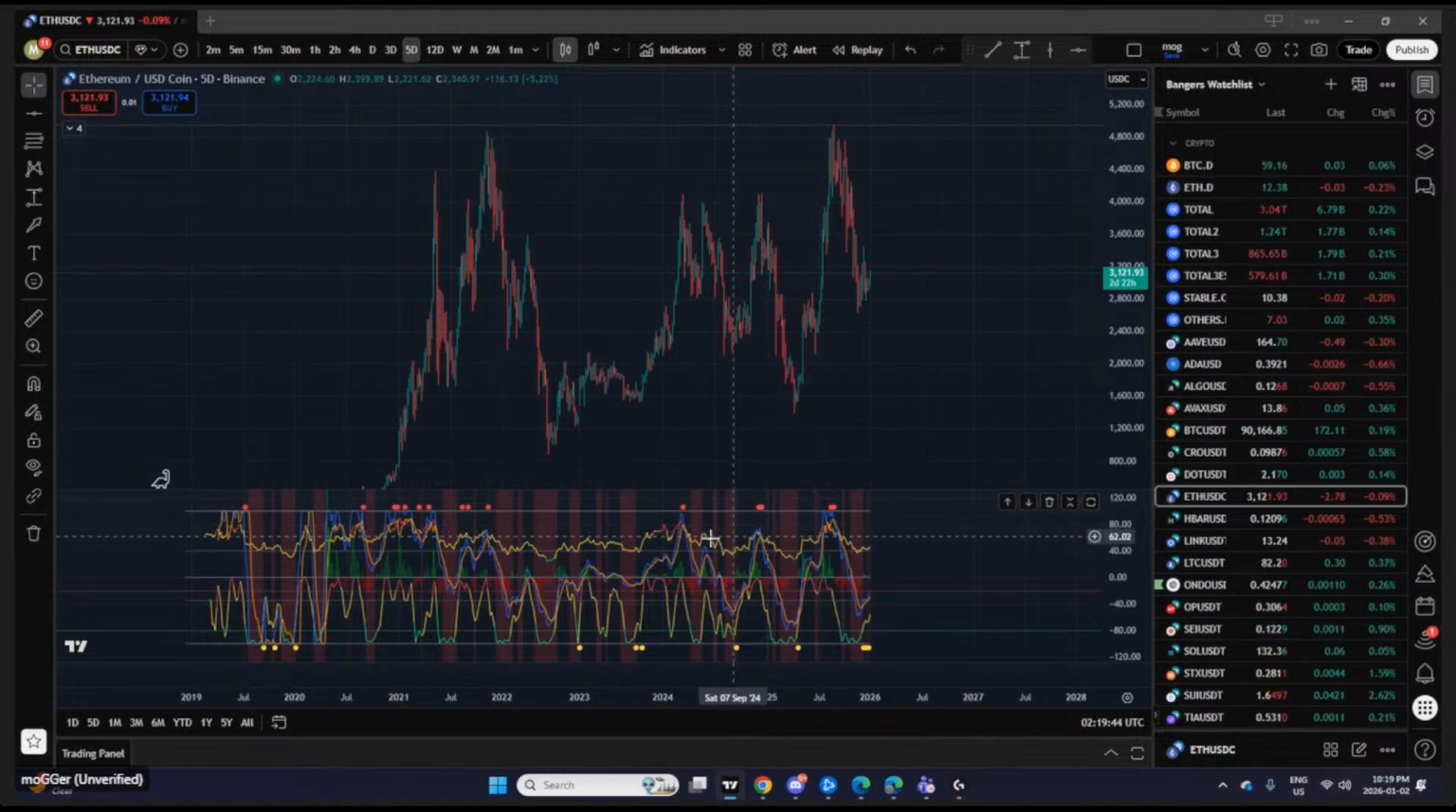Look at these guys. Look where these are. Look where these are. That is calling the bottom, and that is calling the top. The top, period. That's not close to the top, that is the top.